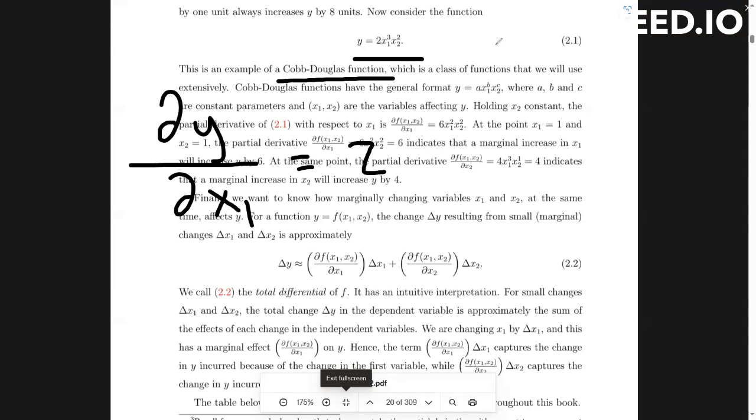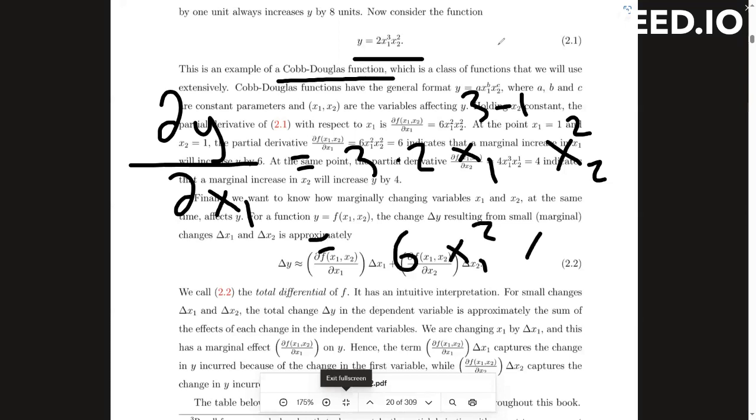We have to take the derivative with respect to x1. So it is 3 times 2 x1 squared, because we took the derivative, 3 minus 1. And x2 is held constant. So x2 is like a number. It doesn't change at all. So that would equal 6 x1 squared x2 squared. That's what that would be.